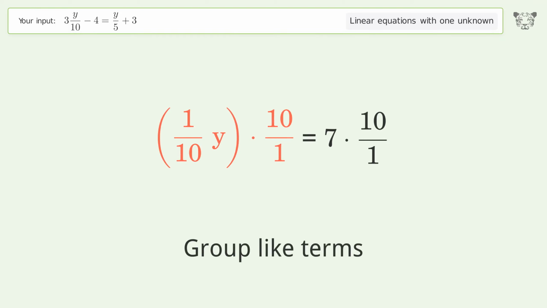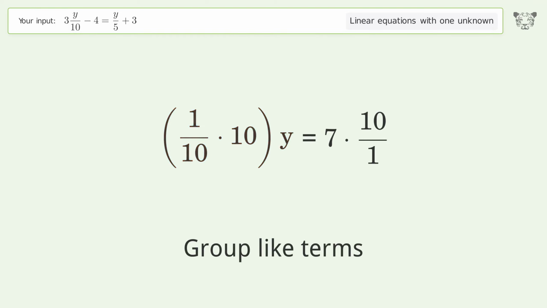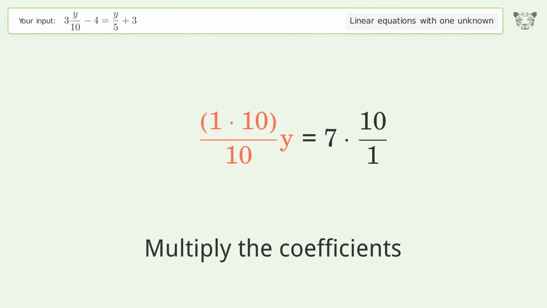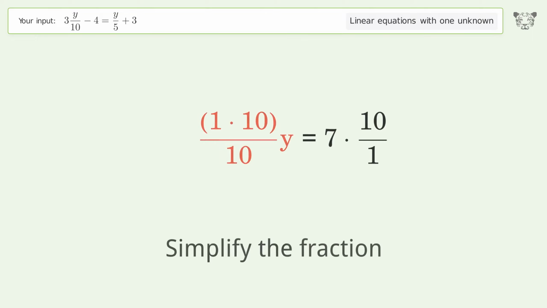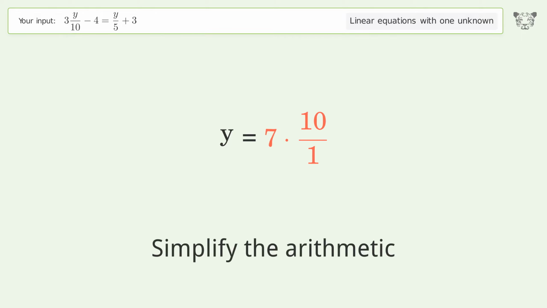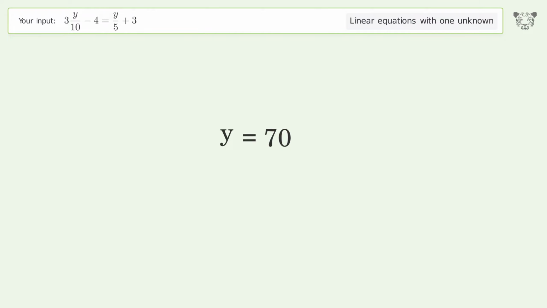Group like terms. Multiply the coefficients. Simplify the fraction. Simplify the arithmetic. And so the final result is y equals 70.